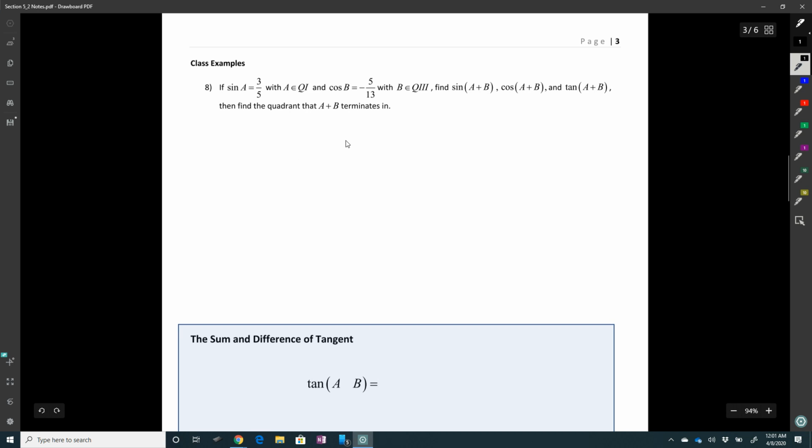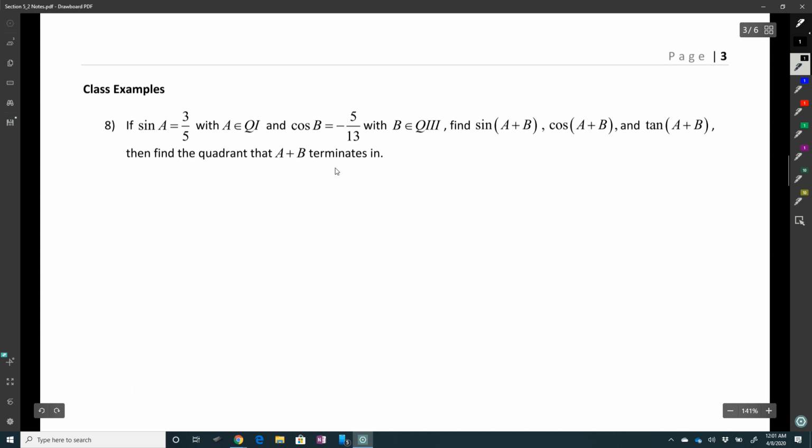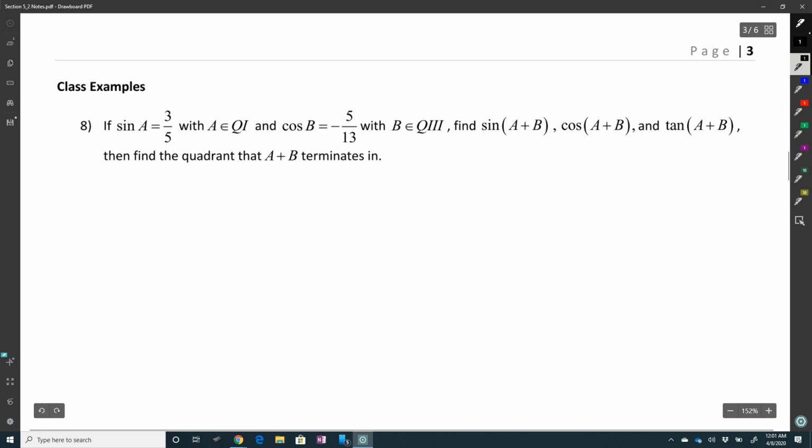All right? So now let's do this example. If sine of A is 3/5 with A in quadrant 1, and cosine of B is negative 5/13 with B in quadrant 3, find sine of A plus B, cosine of A plus B, and tangent of A plus B. And then after you do that, find the quadrant that A plus B terminates in. So this is a pretty big question. You're probably going to see this as one of the questions on the test.